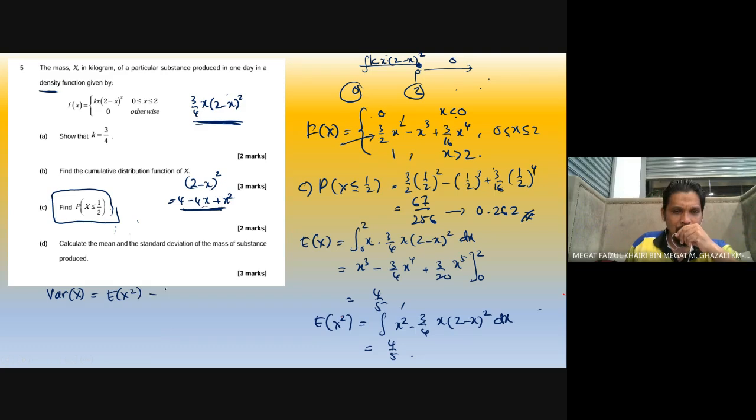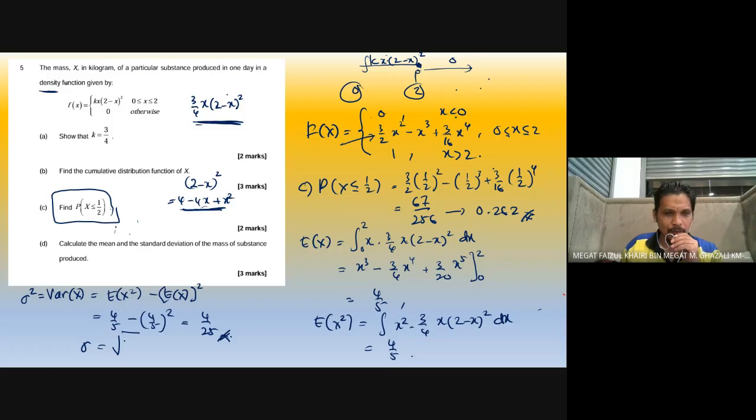Expected of x squared minus expected of x in bracket squared, which is 4 over 5 minus 4 over 5 squared, equal to 4 over 25. So then the standard deviation, which is the square root of 4 over 25, is 2 over 5. Okay, solution for question number 5.